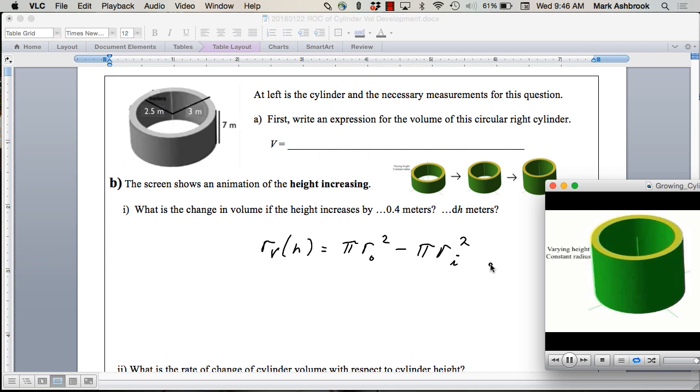Now I want to investigate in the same way the other situation.